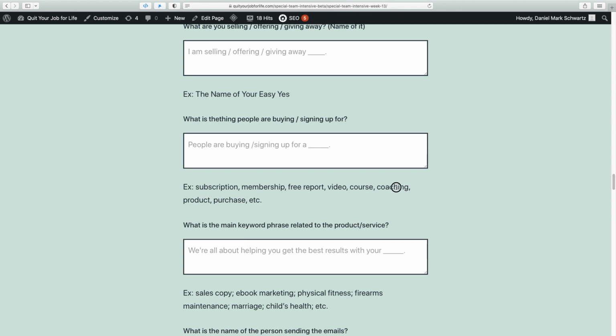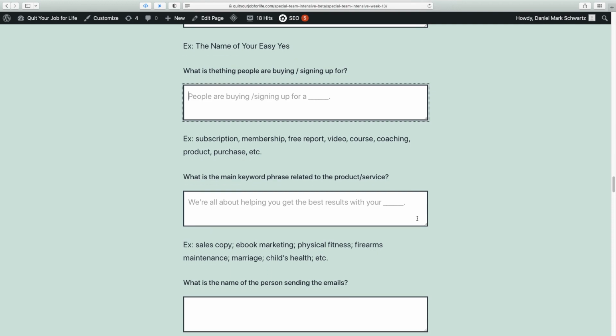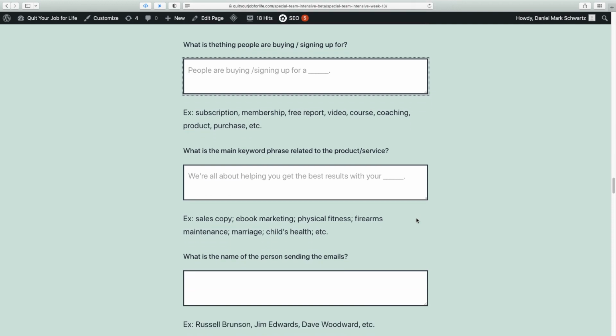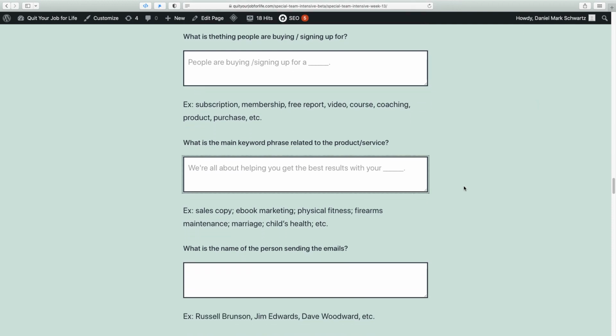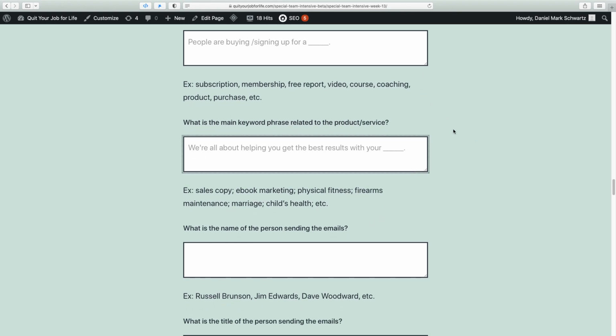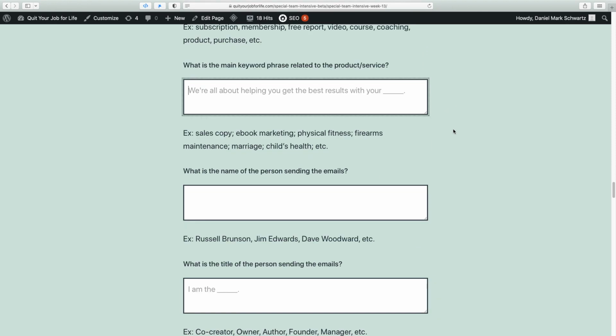What is the thing? So if it's a course, if it's a video, if it's a membership, just put that verb there or a couple of verbs. What is the main keyword phrase? So this is probably going to be the same as the one above, but what's a couple of words that describe what the thing is or what the area of your service is.